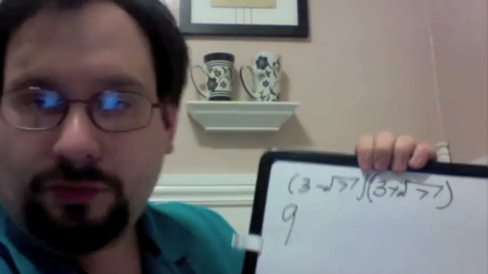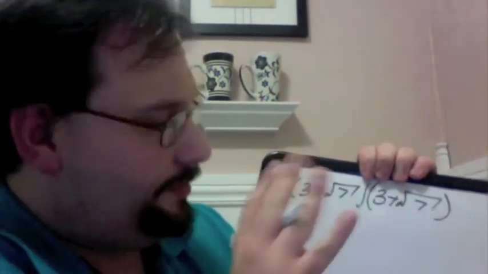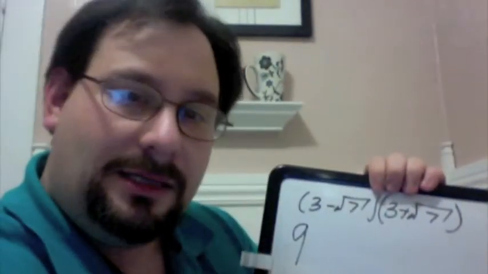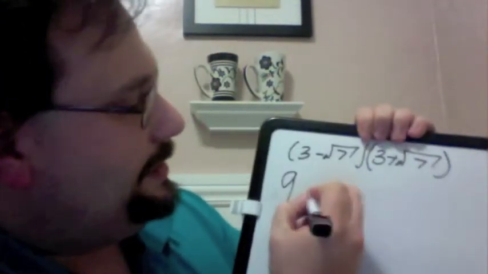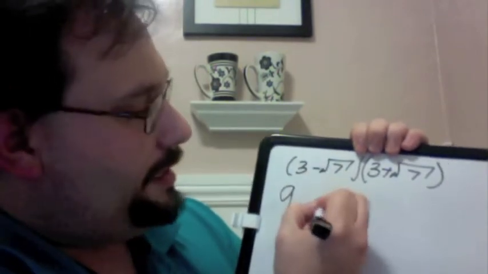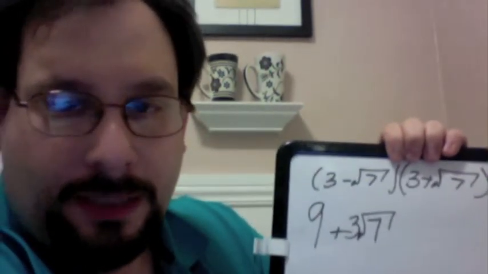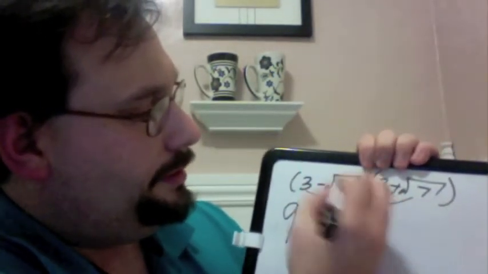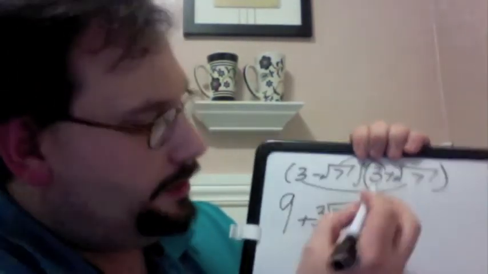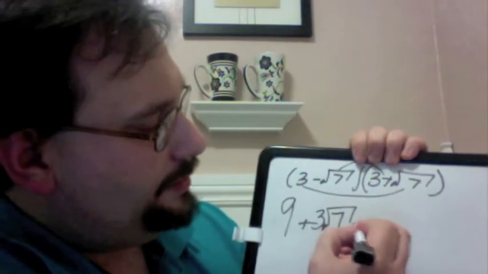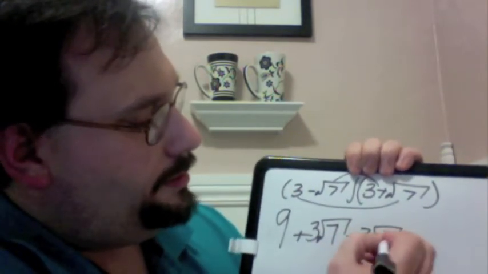You have 3 times square root of 7. Now, the thing is that 3 is outside the root and 7 is inside the square root. So you have 3 square root of 7. That's your outer term. Then you have to do your inner terms. Notice that there's a negative here, so it's minus 3 square root of 7.